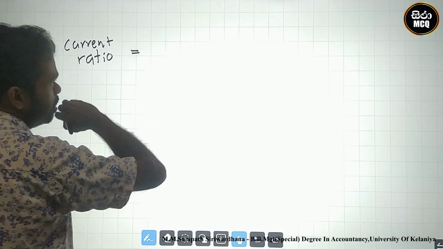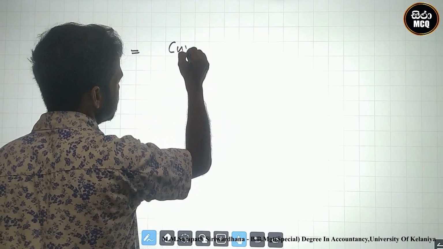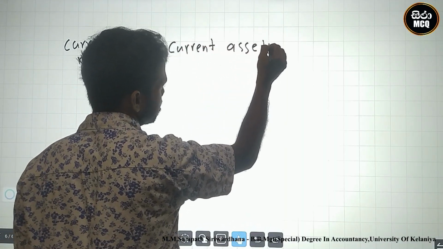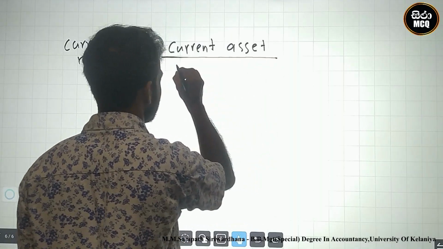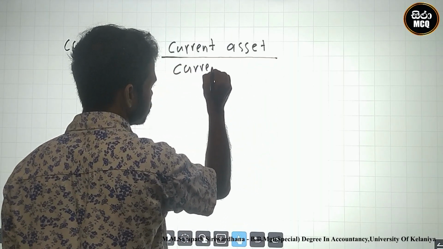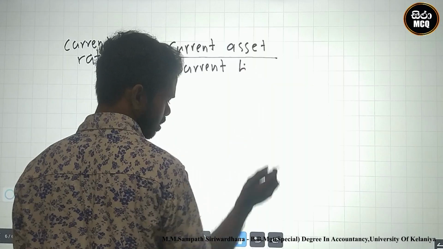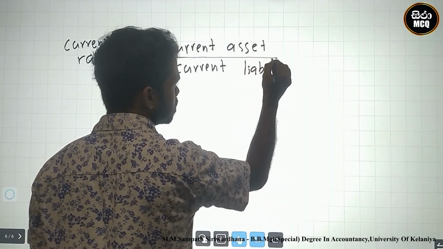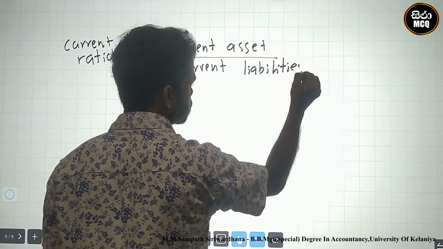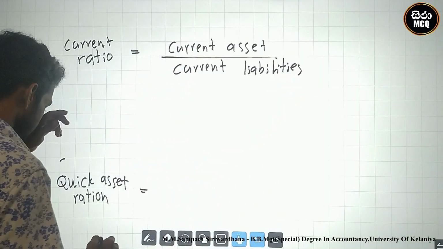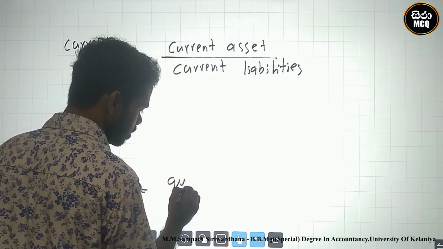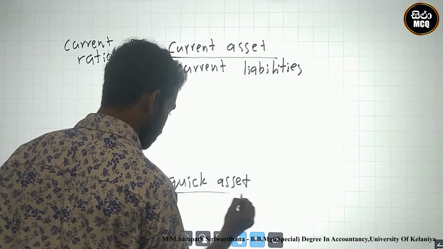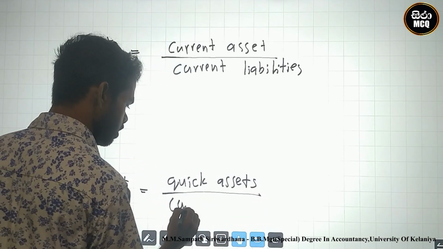What is the current ratio calculation? How can we calculate it? Current assets divided by current liabilities. How can we calculate the quick asset ratio? Quick assets divided by current liabilities.